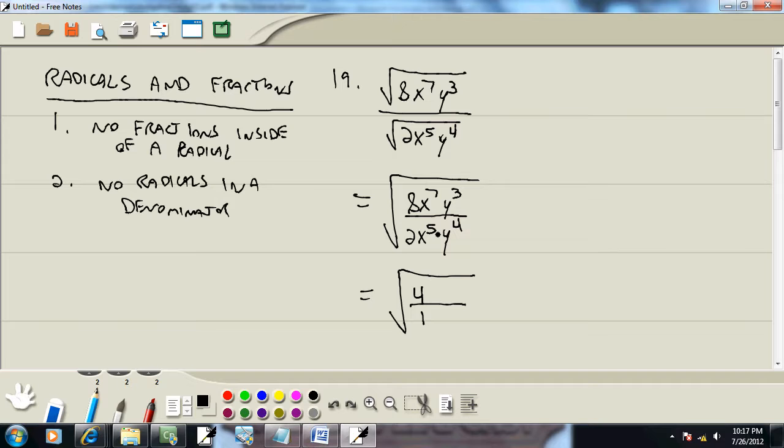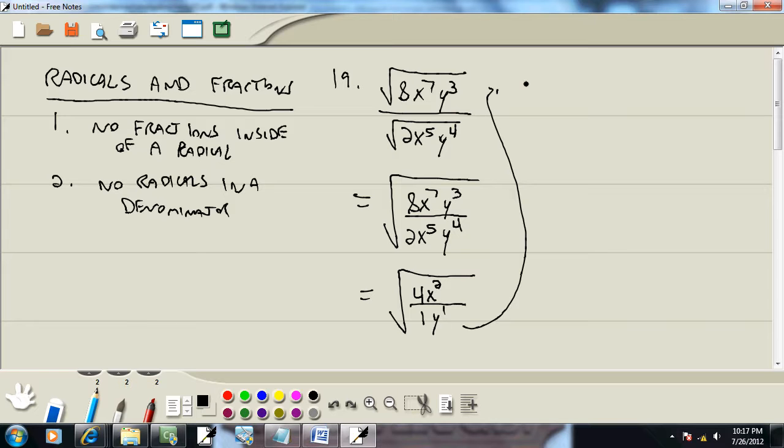Now here we have x to a power over x to a power. If you have that, you subtract the smaller exponent from the larger one. So 7 minus 5 gives us 2, and we have x to that power where the larger exponent was, which was up on top. So we're going to have an x squared here. Now if you have y to a power over y to a power, again, you subtract the smaller exponent from the larger one. 4 minus 3 gives me 1, and we're going to have y to that power where the larger exponent was, which was downstairs. So we'll have y to the first there.